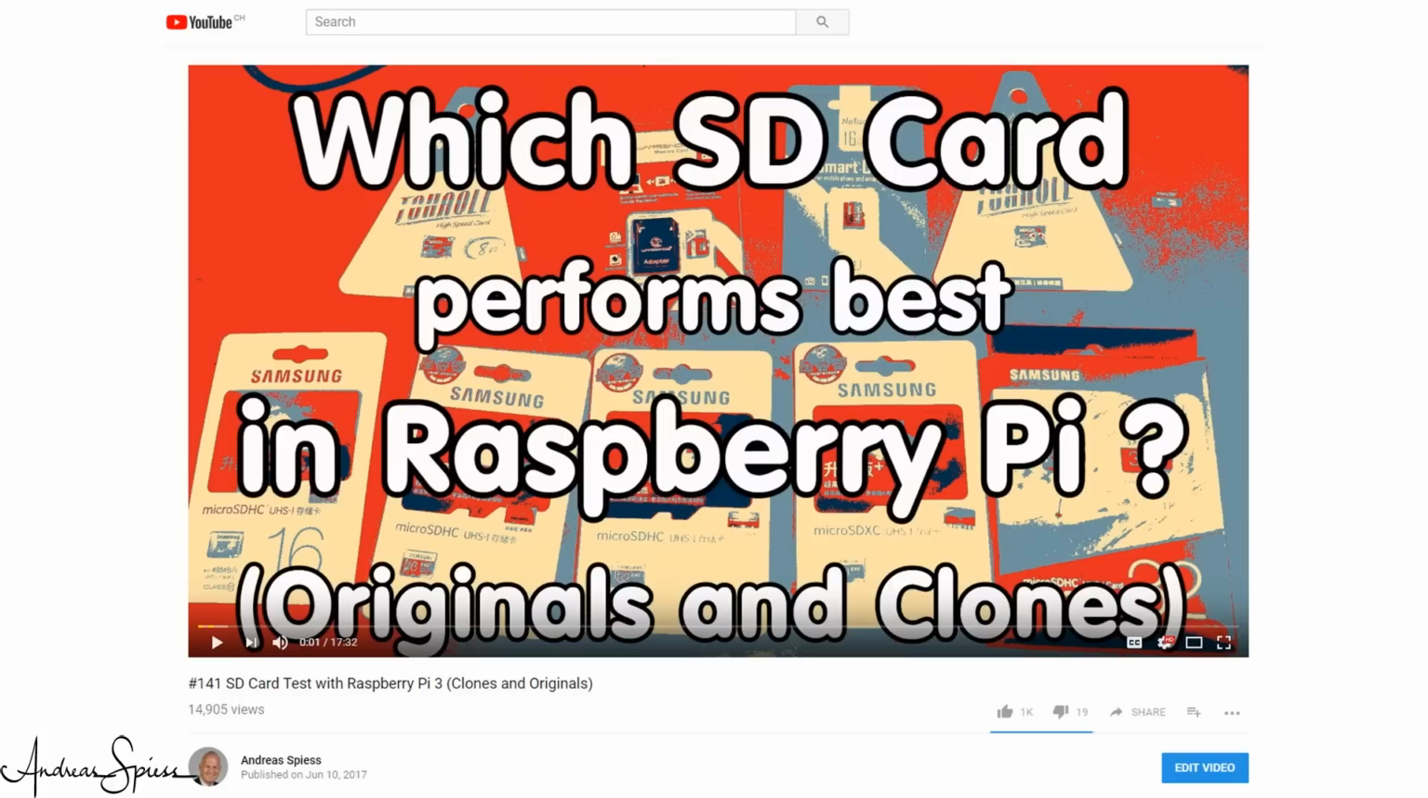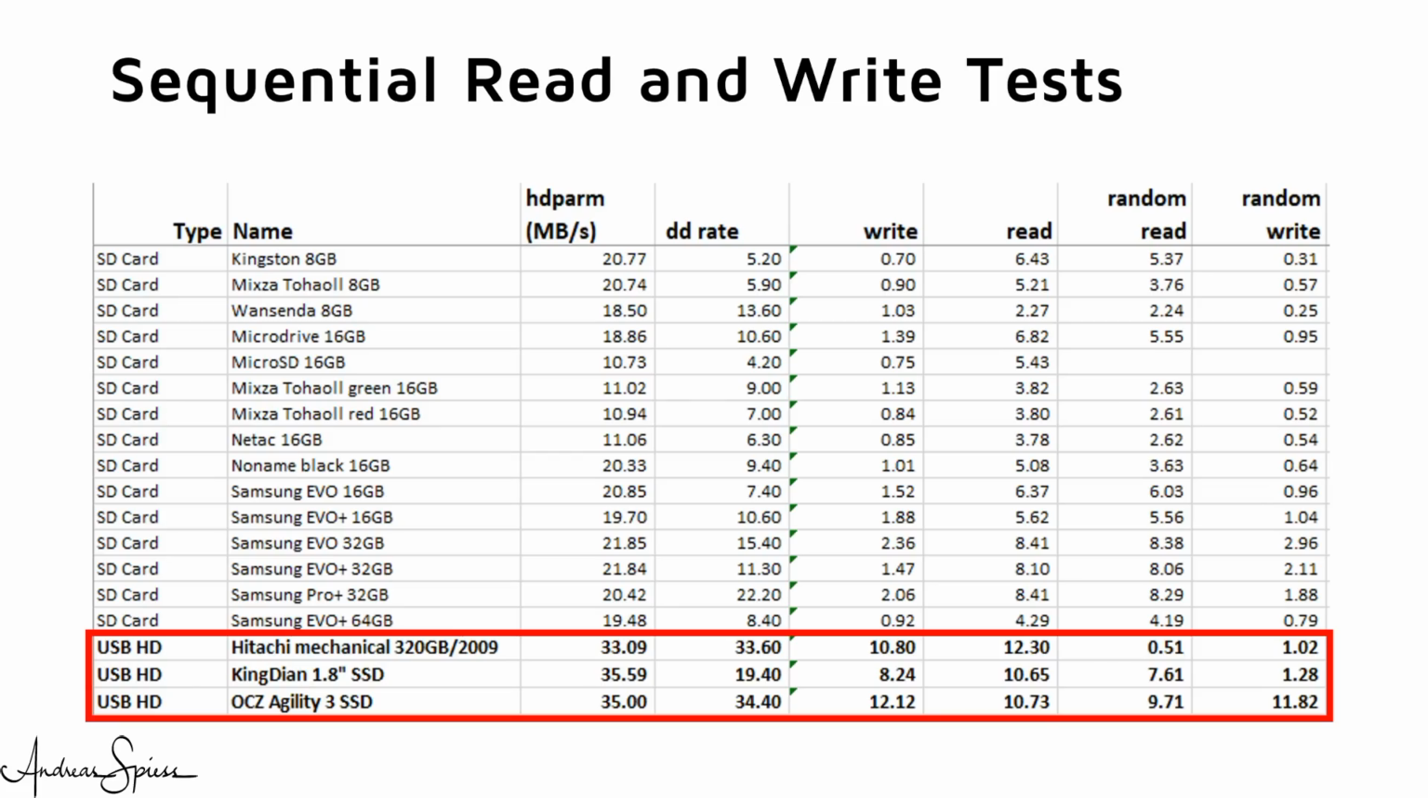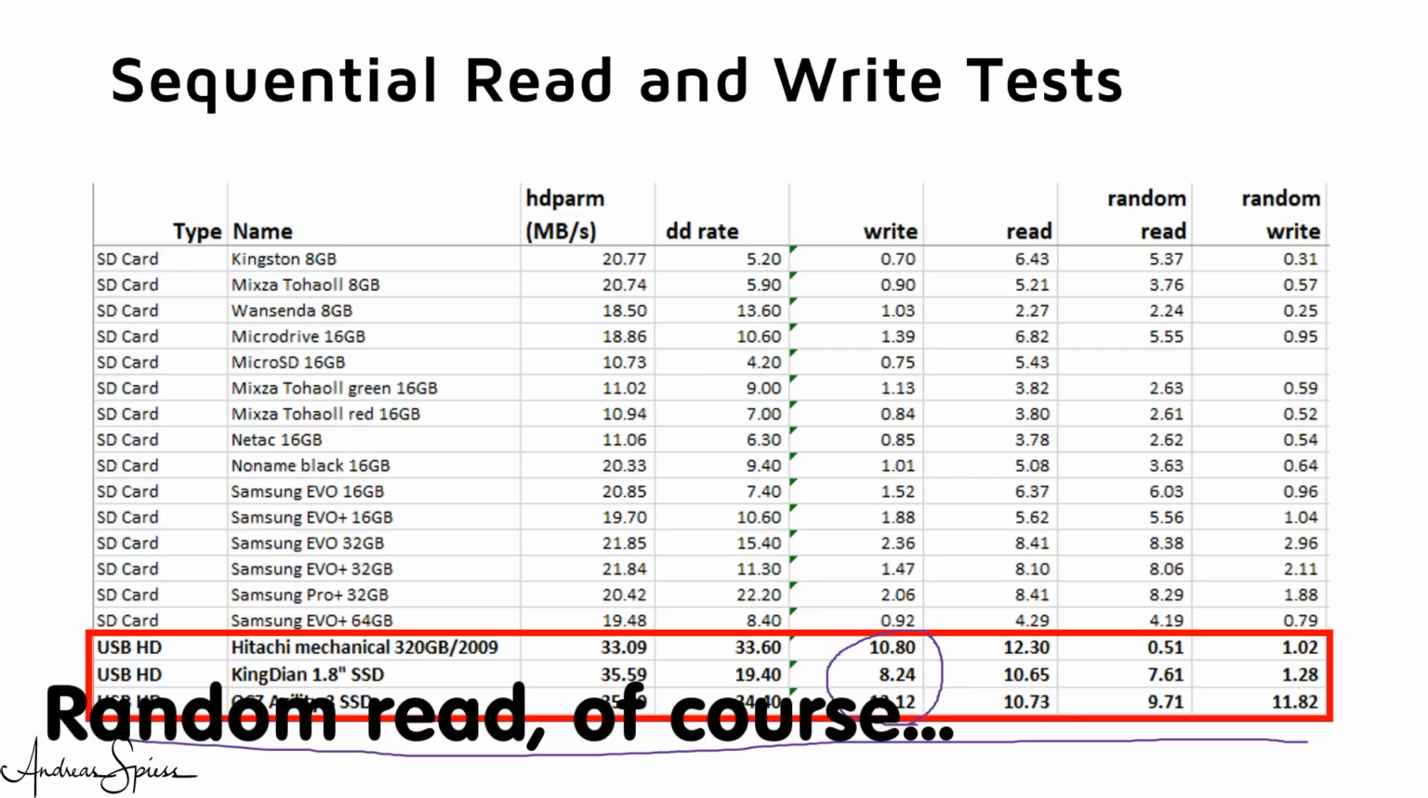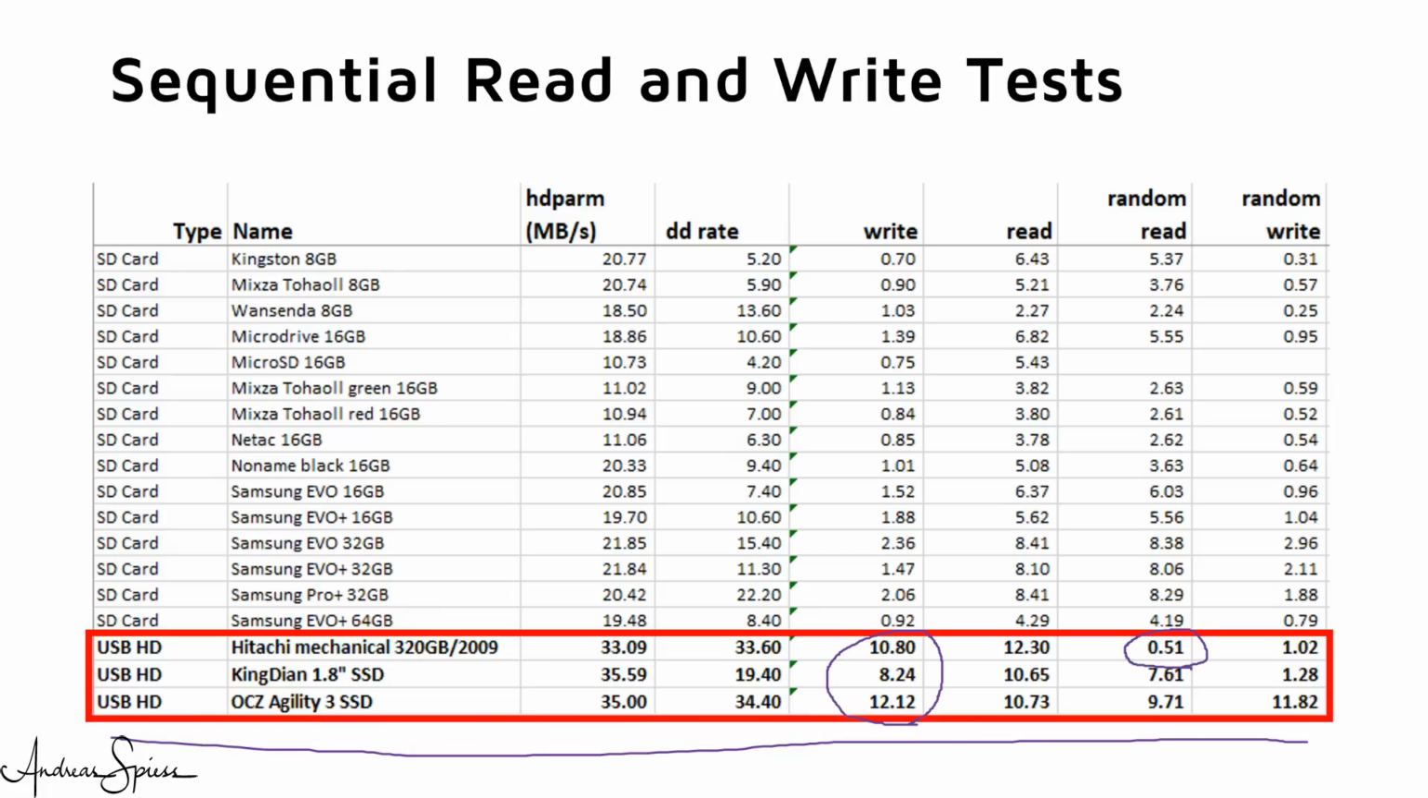In order to be comparable with the SD card test, I use the same procedures. If you are interested in this matter, you can watch video number 141. The results are very promising. All these USB disks are much faster than any of the SD cards. Sequential write operations are easily 10 times faster on the Raspi. The only problematic area is the sequential read performance of the mechanical drive. As expected, it is quite slow in this discipline.